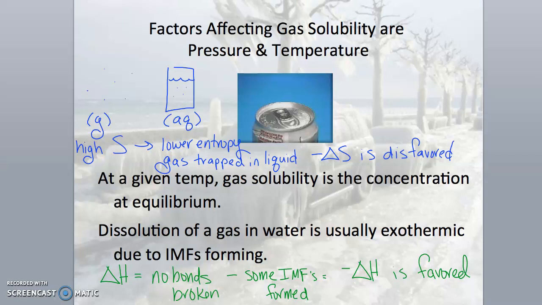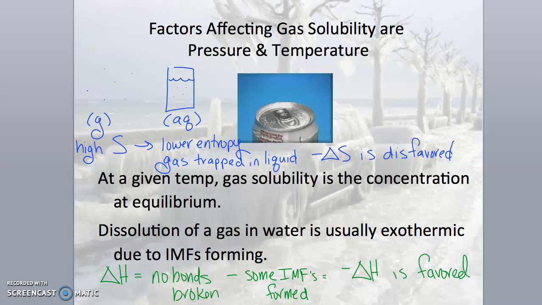So if we look at enthalpy first, remember we said we could predict enthalpy based on the amount of energy from the bonds breaking, and then we could subtract the energy released from the bonds forming. Well, the gas state really doesn't have any bonds. The gas is free to move around, so there really aren't many bonds broken. So we've got a really small amount minus some number from the intermolecular forces being formed. So we're ultimately going to have a negative delta H, which is favored.